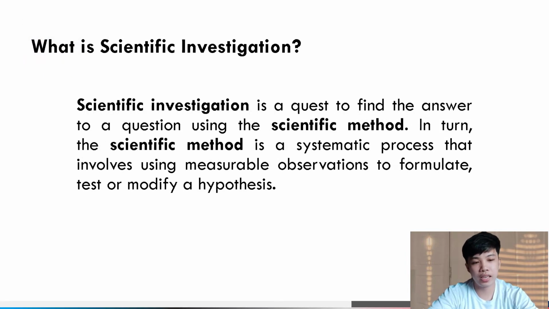So what do we mean when we say scientific investigation? Scientific investigation is a quest to find the answer to a question using the scientific method. In turn, the scientific method is a systematic process that involves using measurable observations to formulate, test, or modify a hypothesis. So when we say scientific investigation, basically you're just seeking answers to a certain problem by using the scientific method. So what are the steps in scientific method?